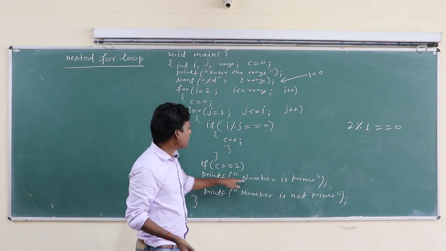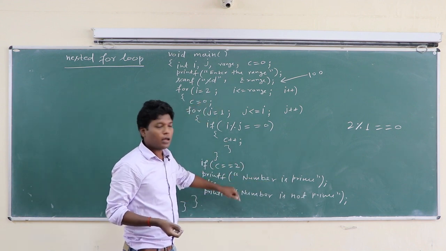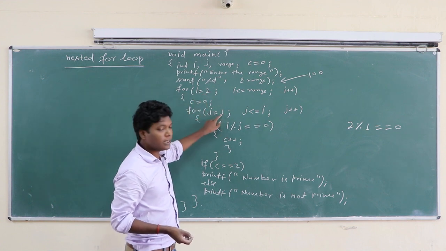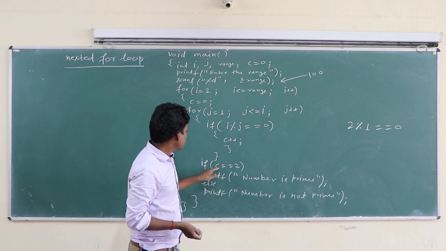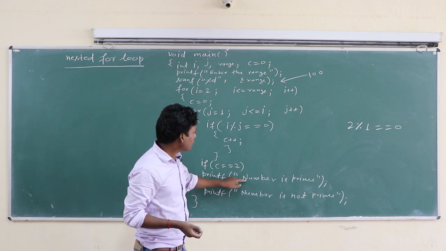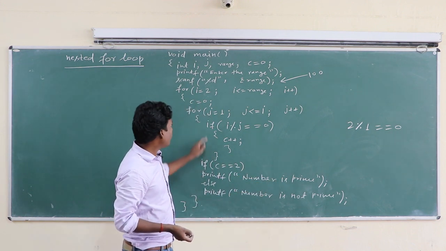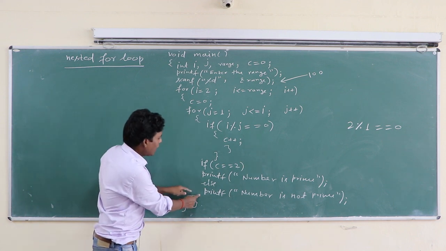In this scenario, the number is prime, so i is prime. Here we are checking about i. So 2 equal to 2, true. So i, that is 2, is a prime number. Okay, now we go here, where the outer loop is closed.